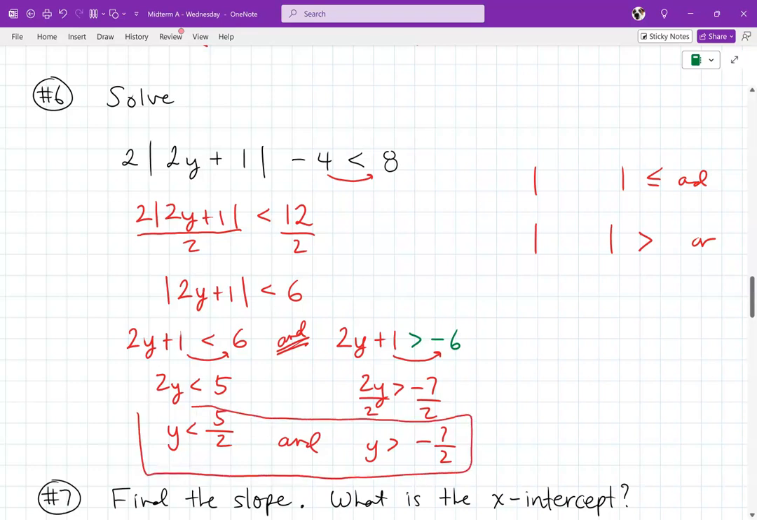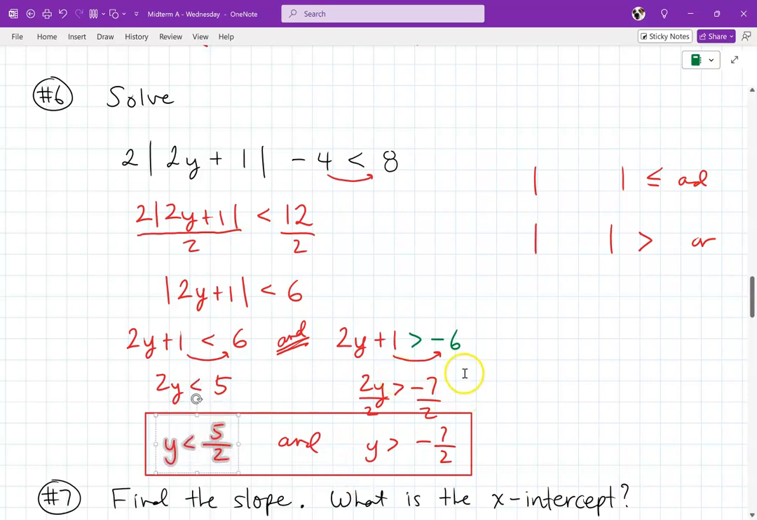Let me try to fix these numbers, they're a little off. Let me see if I can bring this down a bit. Let's see if I can bring this up a bit.